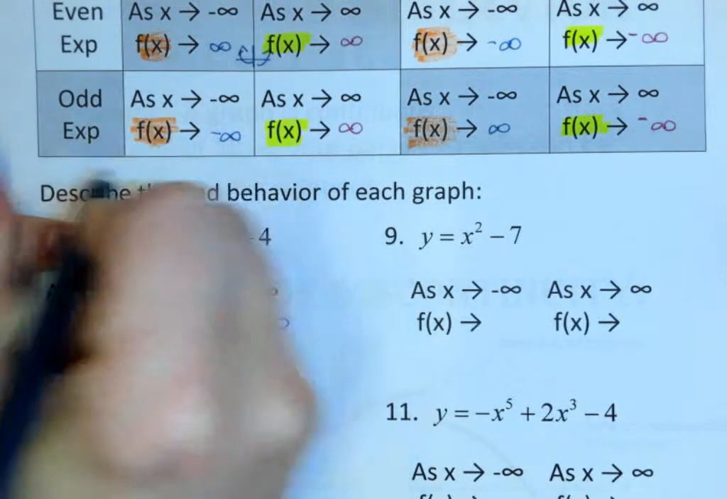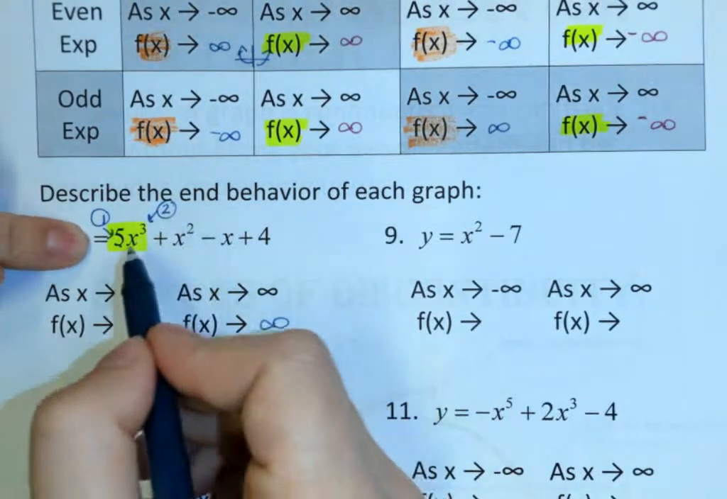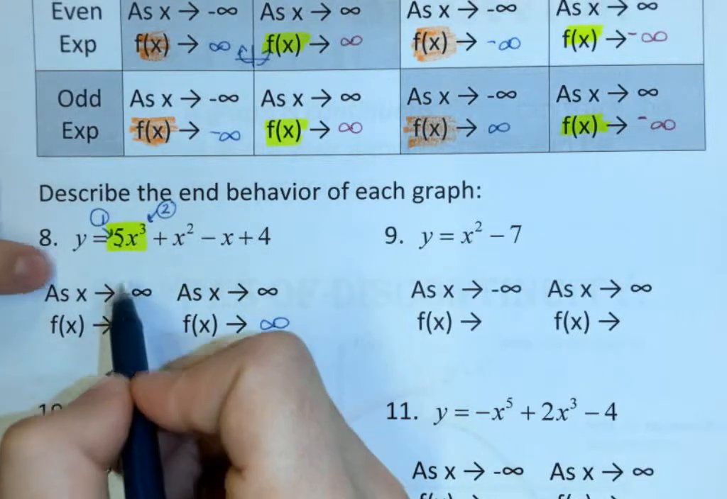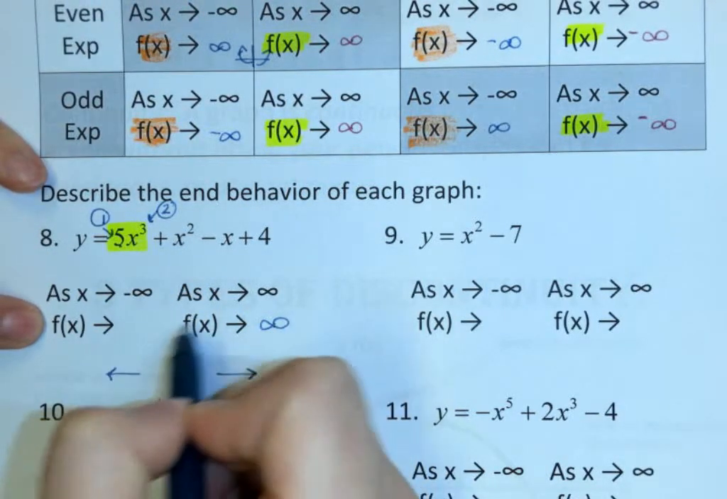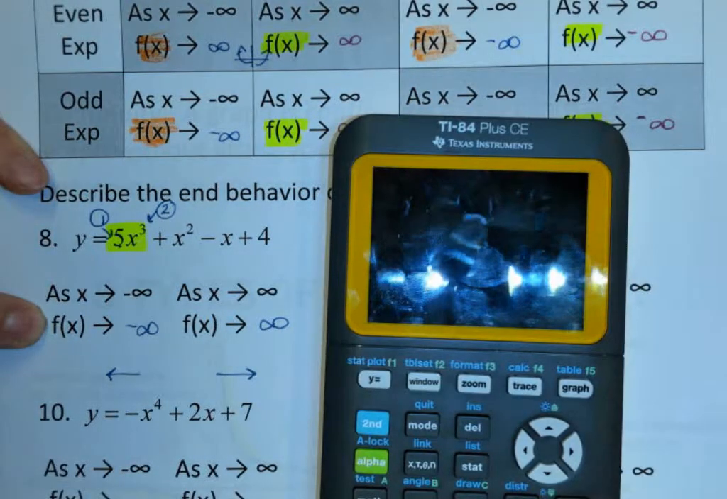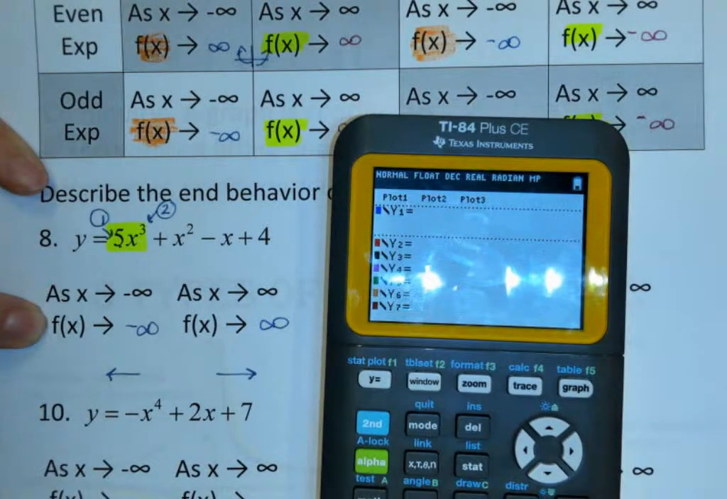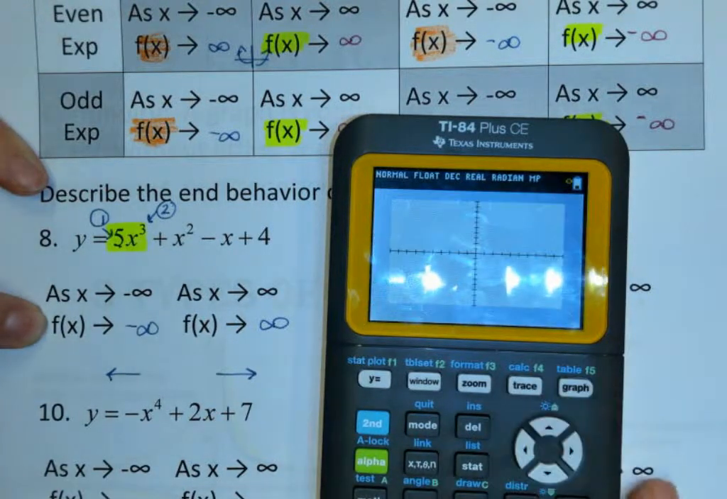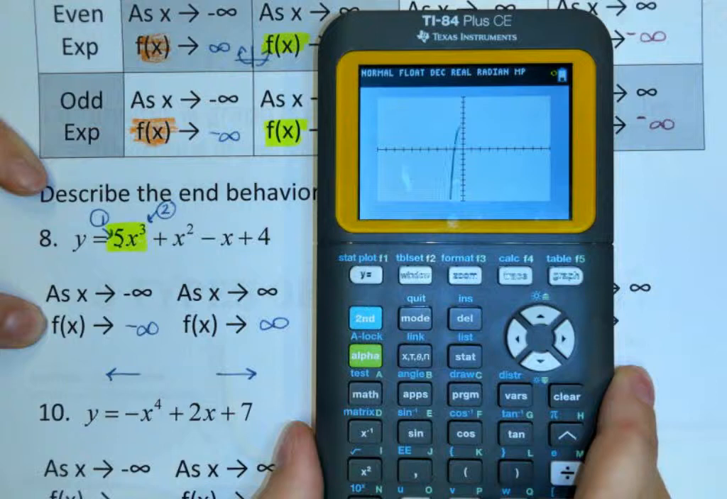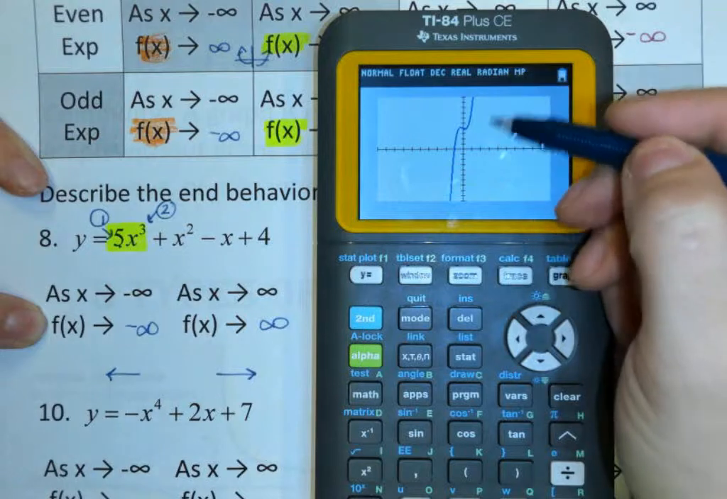Then I look at my power. So the first thing you look at is your number. The second thing you look at is your power. Is that power even or odd? So it is going to start doing the same or opposite? Opposite. And just to kind of prove a point, I can do 5x to the third plus x squared minus x plus 4. And you can see on my graph, on the left, my graph is going down. On the right, my graph is going up.